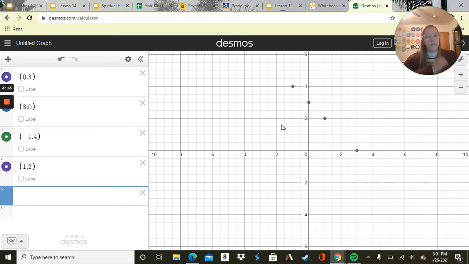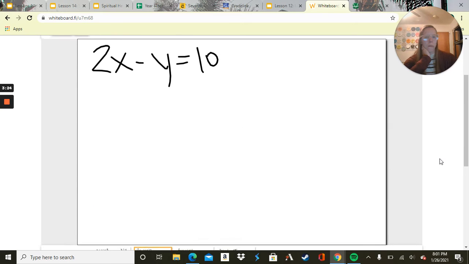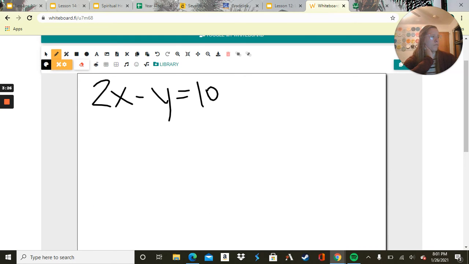Okay, so you can see that there. Any of the points that we get from that equation would fall on this line. You could draw a line through it, okay? Pretty simple. Let's move on to the next one. So here we have 2x minus y equals 10.